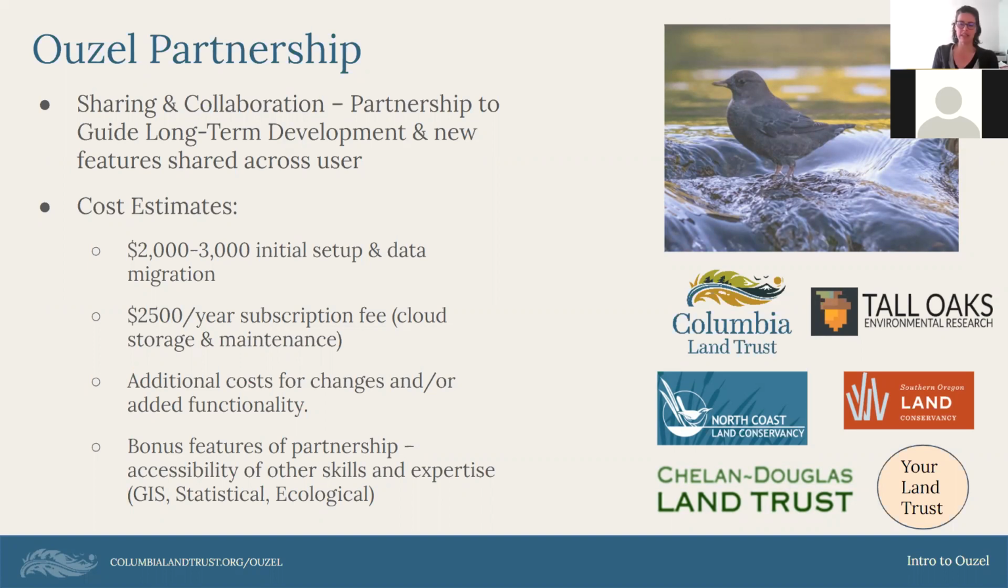But it really is built on this idea of sharing and collaboration, so that all of the users kind of become partners in this work to guide long-term development and new features. Everything is shared. For example, one land trust recently wanted to build out a weed mapping tool, and they're wrapping that up, and then that immediately becomes available to everyone else if they want it. Columbia Land Trust and Tall Oaks have invested a tremendous amount in building this, but now any users can contribute to that.